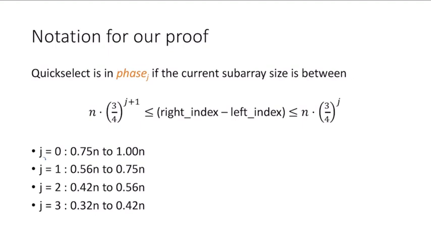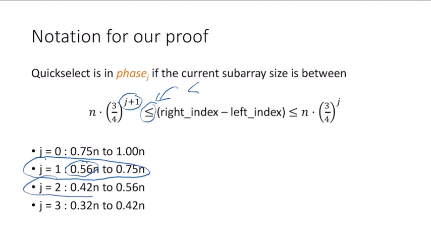Phase 1 is when we have 56% of the input up to 75% of the input. And I'm now realizing this should not be less than or equal to, it should just be less than. That's a mistake on my slide, sorry about that. And how do we end up with this 56%? Well, if you plug in a 1 here, 3/4 squared gives you this 56%. And then phase 2 is in this range, and phase 3 is in this range.